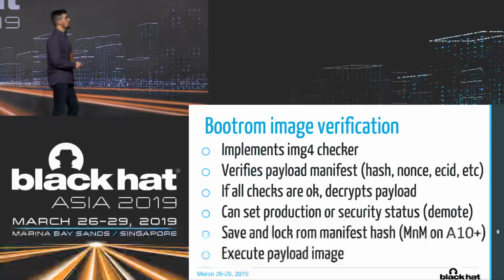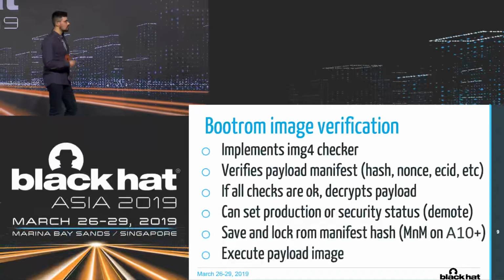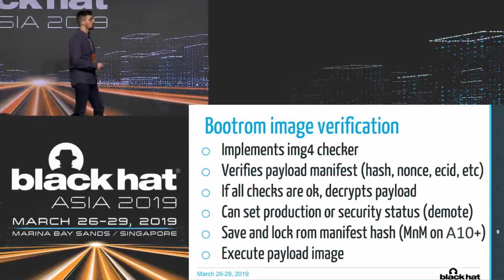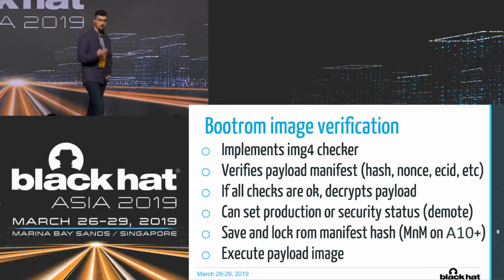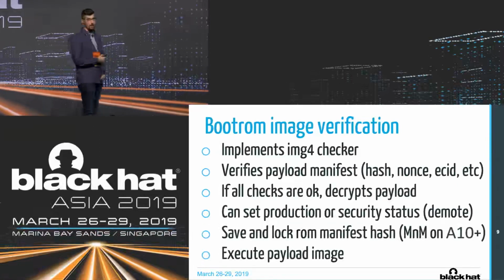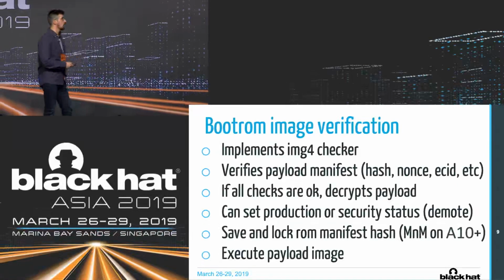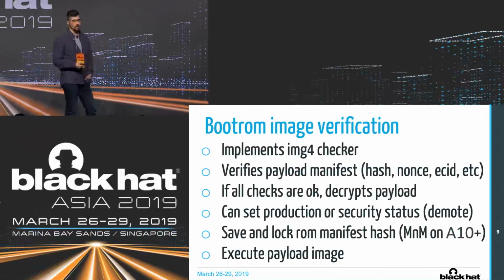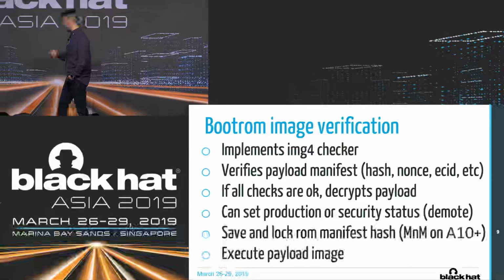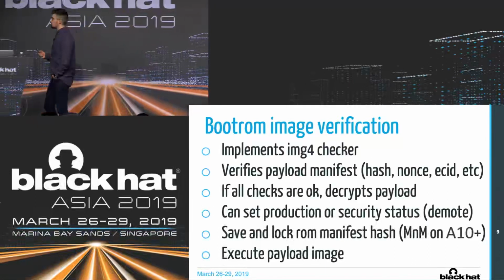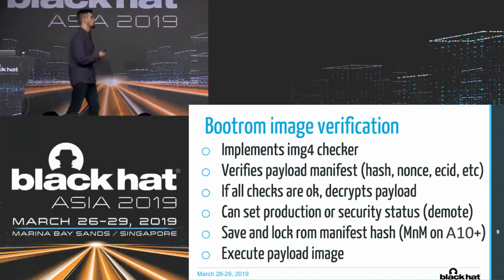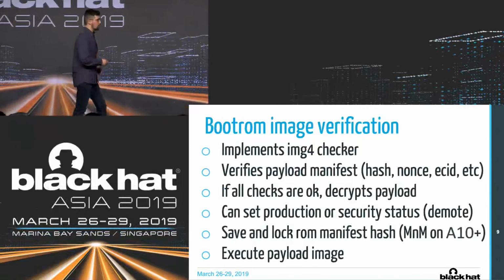So for example, one of the properties is the payload hash, to make sure that the payload is not modified, and the nonce, to make sure that we run this specific iOS version on this specific device. That's pretty much the way Apple prevents a downgrade. Another is ECID, or like a board ID, to make sure that we run the firmware only for this device, and so on. So if everything is great and all the checks are passed, Bootrom will decrypt the payload and execute it.